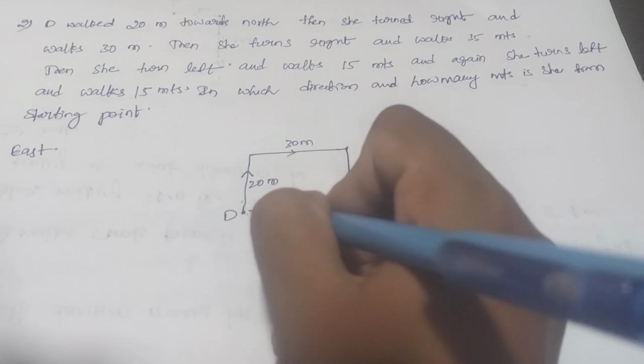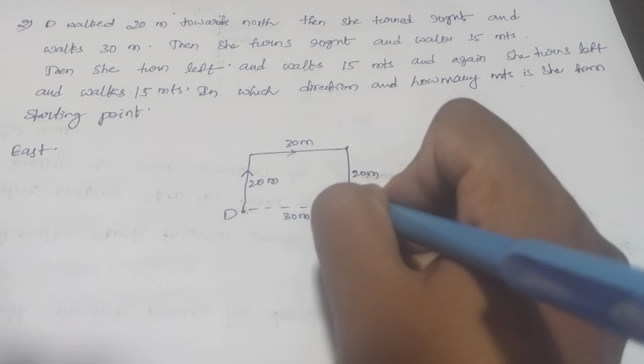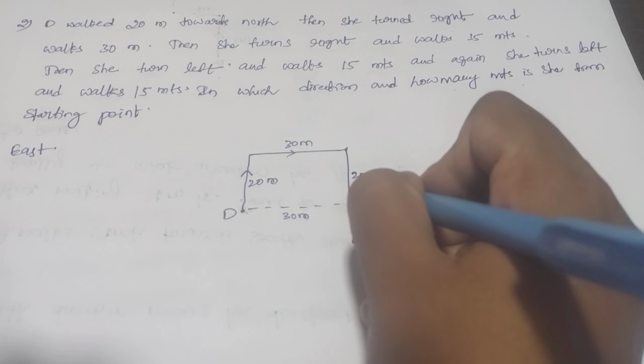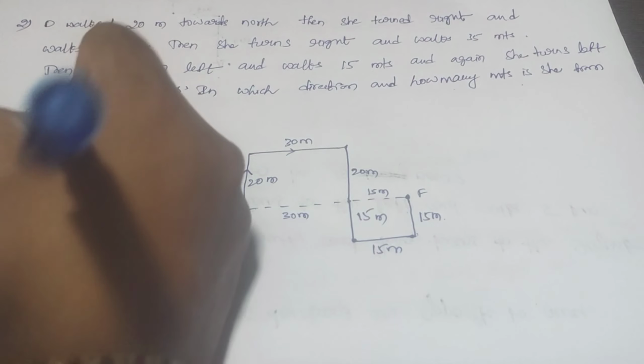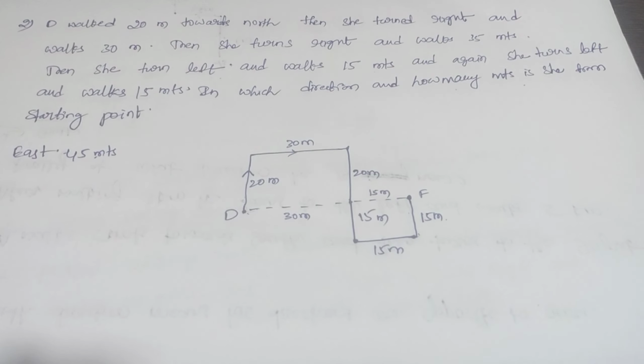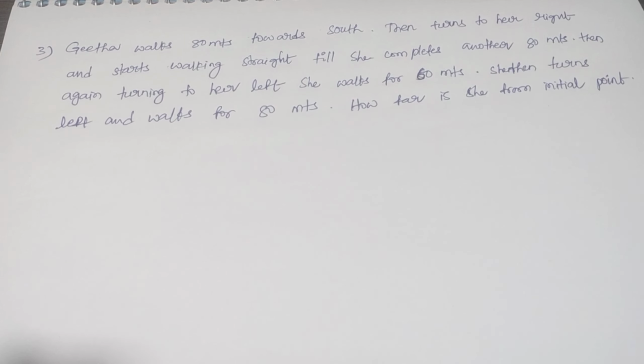From here to here it is 30 meters. And from here to here it is 15 meters. 30 meters plus 15 meters means 45 meters. 45 meters east. This is the answer for this question. This is the question we have to solve now.